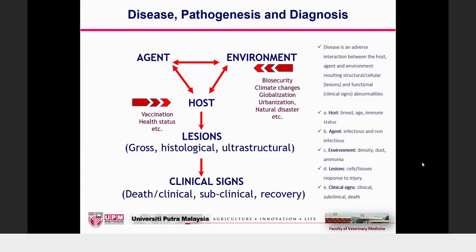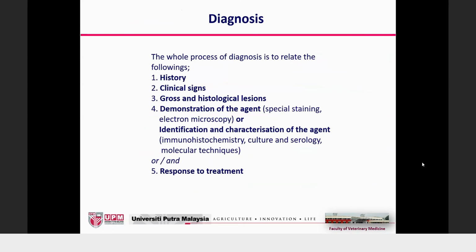In pathology, we have to understand the definition of disease, pathogenesis, and diagnosis. Disease is an adverse interaction between agent, host, and environment, leading to formation of lesions and clinical signs. Pathogenesis: the agent gets into the host, producing a lesion and clinical signs. When you diagnose, you look at history, clinical signs, lesions, and isolation or identification of the agent. This is repeated, but the more you look at it, the better you will appreciate it. So diagnosis must be based on at least four important things: history, clinical signs, gross lesions, and demonstration of the agent.